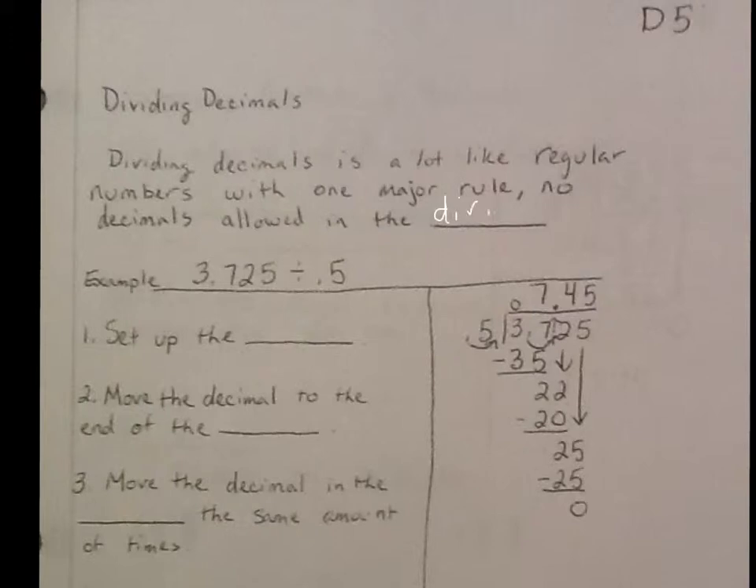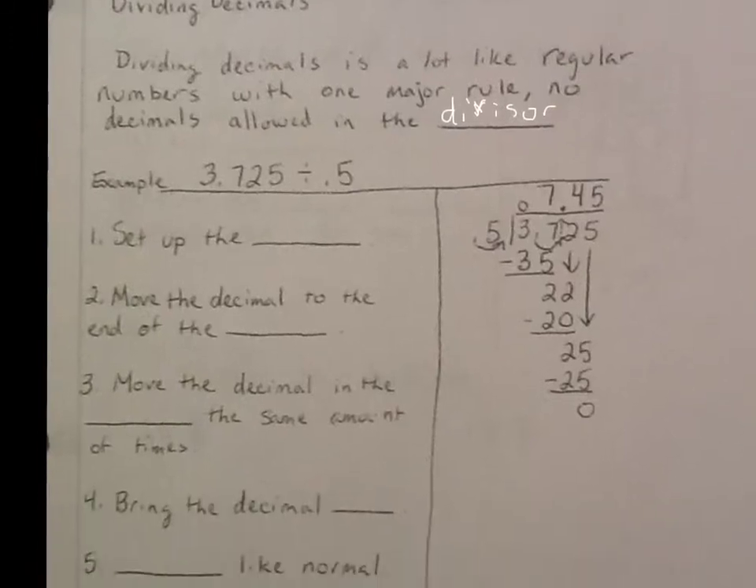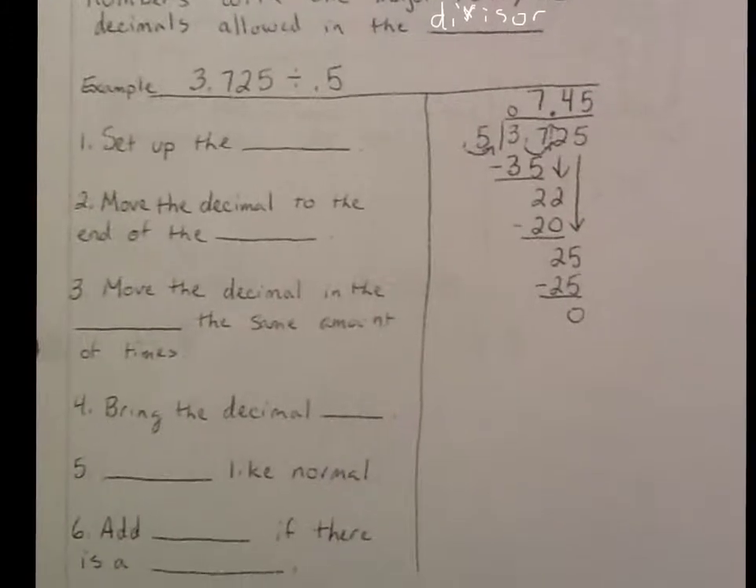Okay, and if you remember, the divisor is the number that's on the outside of your division problem. That's a very bad V, sorry about that. But that's the number on the outside. Okay, so the number you're dividing by. Let me move this up just a little bit. Okay, so the example we have is 3 and 725 thousandths divided by 5 tenths.